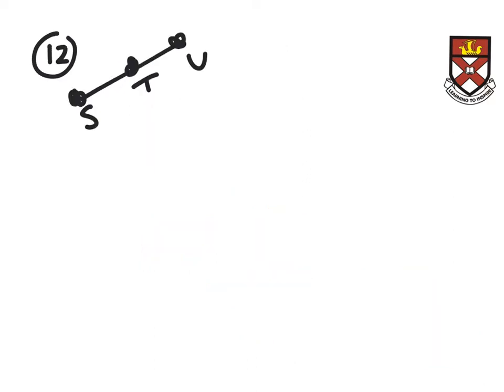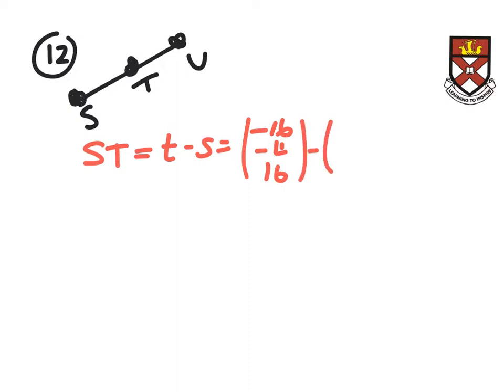Question 12. We know they're collinear, we just need to calculate the ratio. So s to t is little t minus little s, which is (-16, -4, 16) take away s, which is (-4, 5, 1). And that comes out to be negative 16 take away negative 4 is negative 12. Negative 4 take away 5 is negative 9. 16 take away 1 is 15.